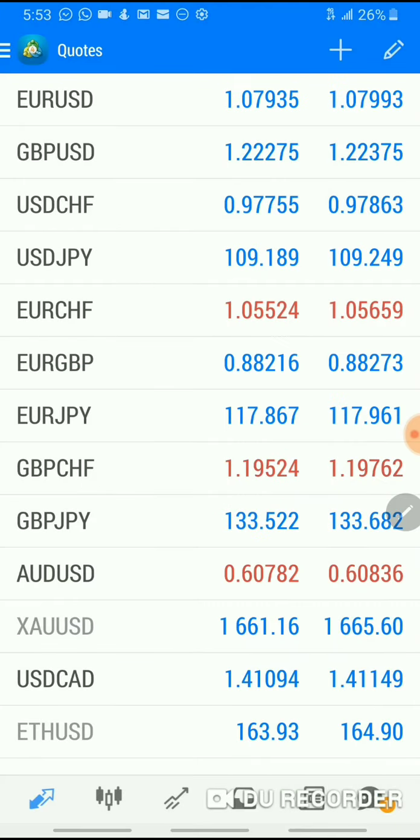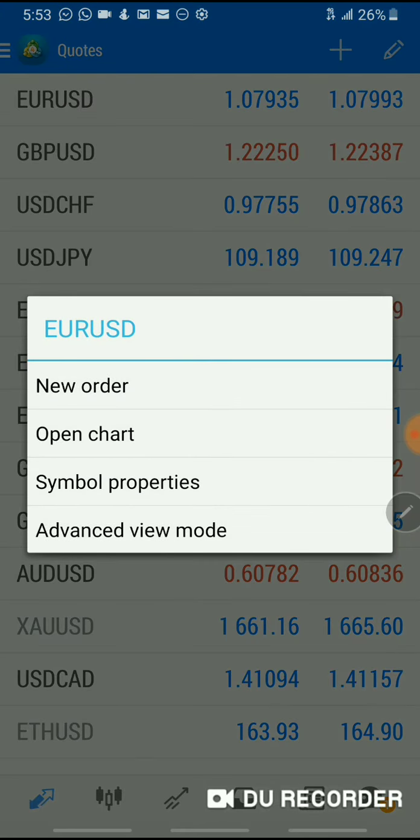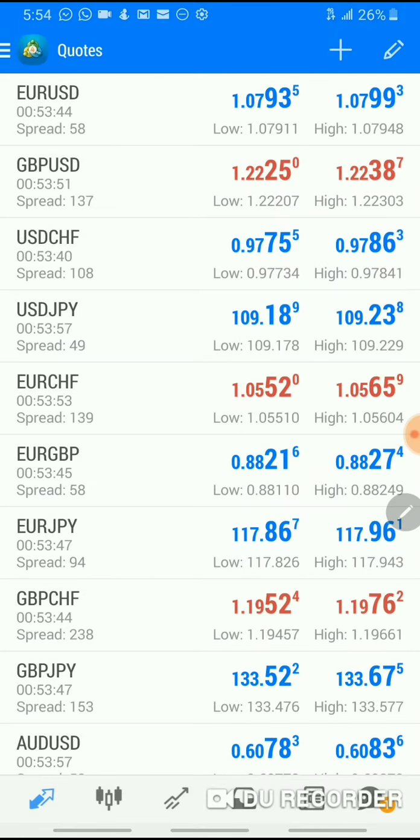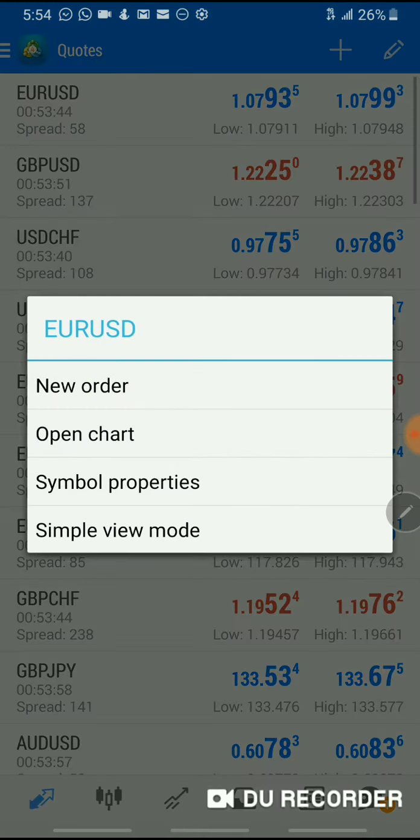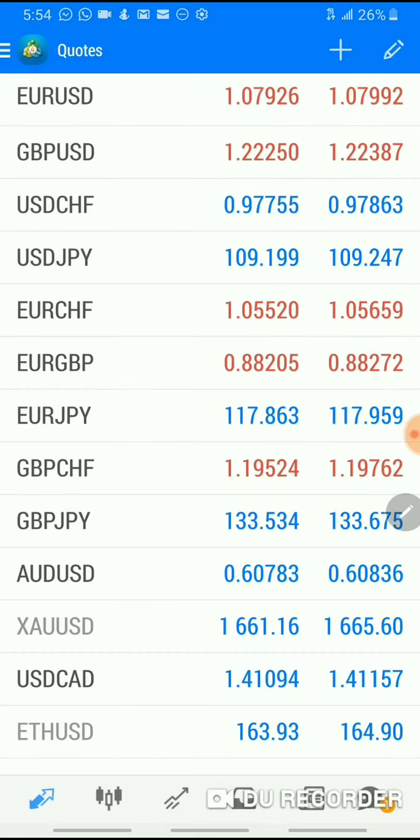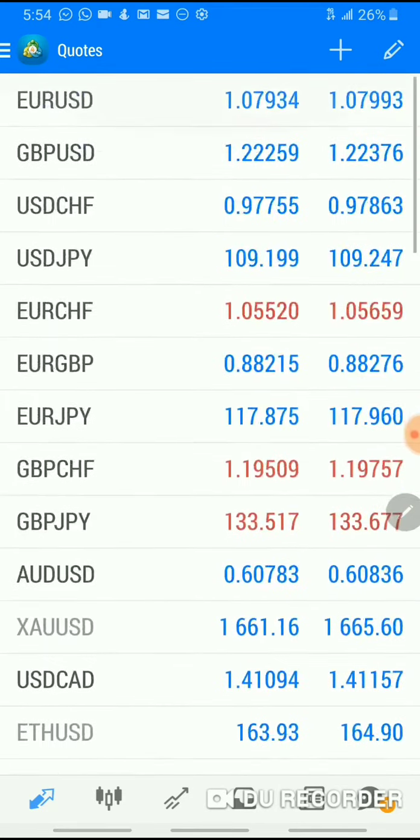If you guys have the charts with the currency pairs looking like this, what you need to do is hold on, and this will come up, and you go to advanced view mode and you will see spread. So normally when you have a broker, you will find your currency chart looking just like this.